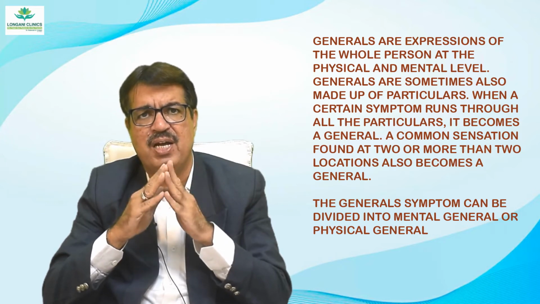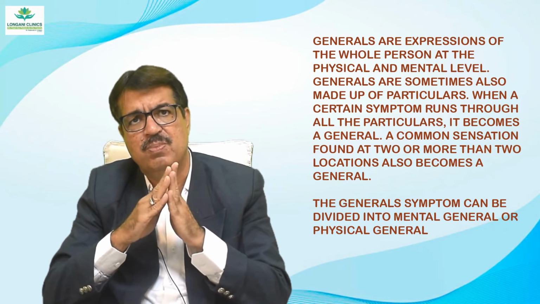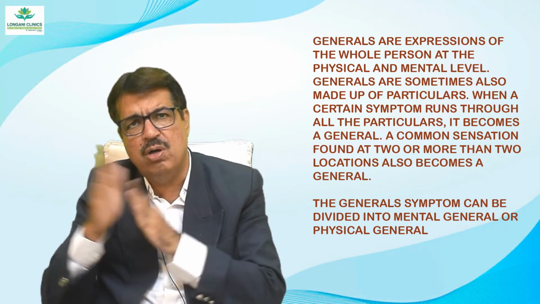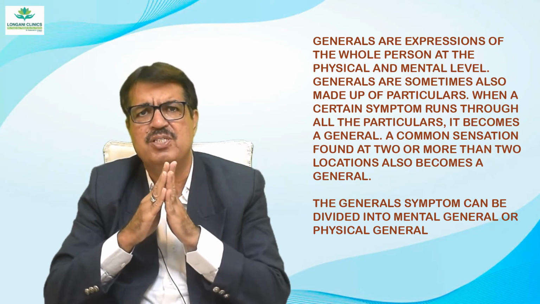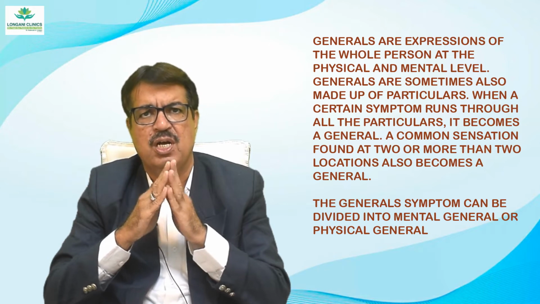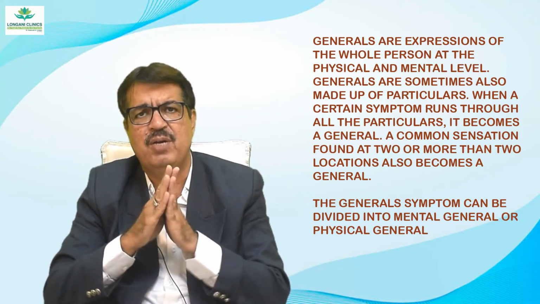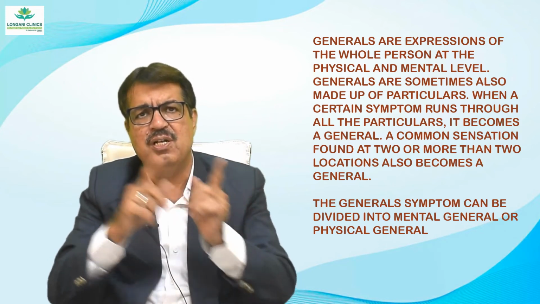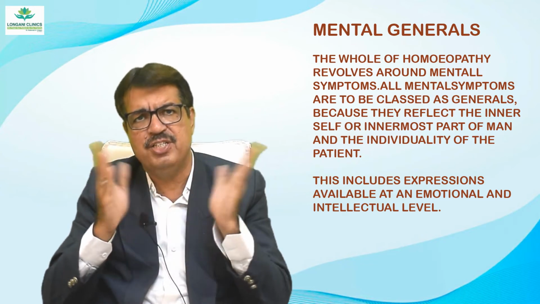Generals are sometimes also made up of particulars. When a certain symptom runs through all the particulars, it becomes a general. A common sensation found at two or more than two locations also becomes a general. The general symptoms can be divided into mental general and physical general. First, we will see mental generals.